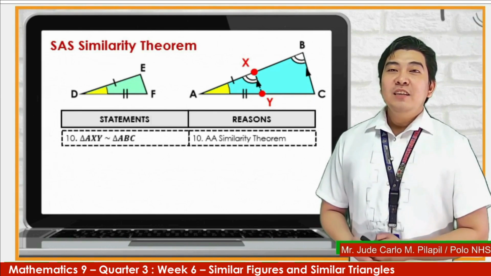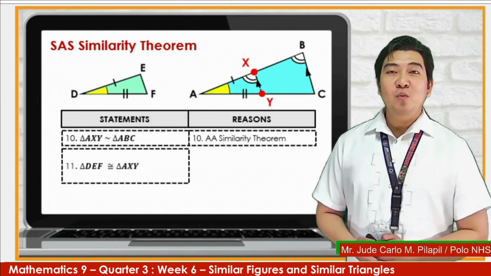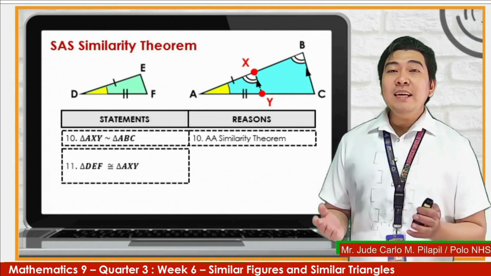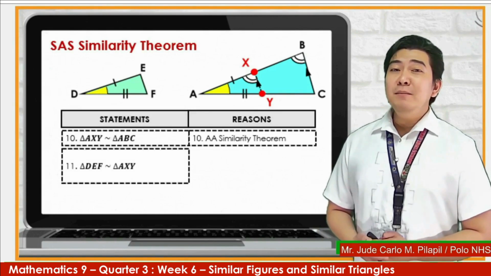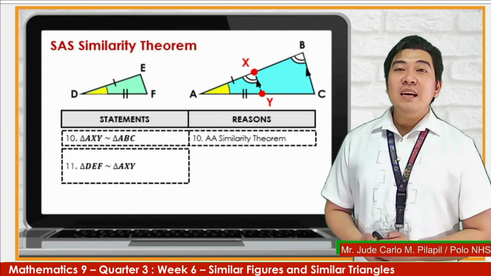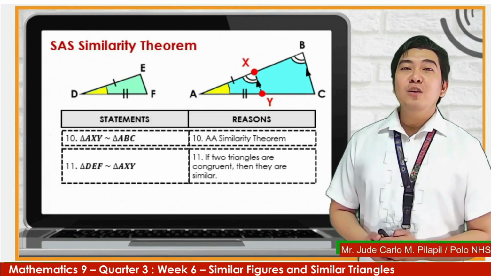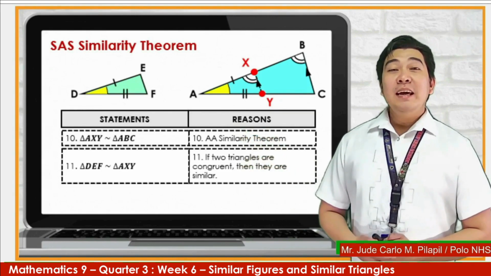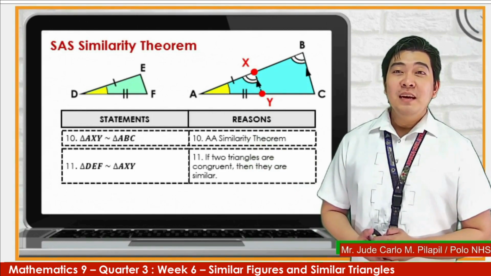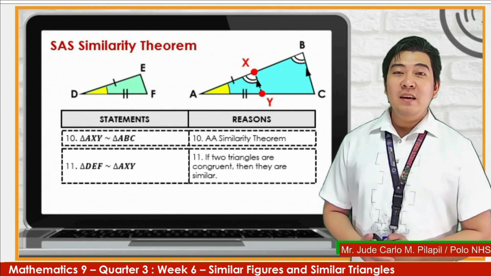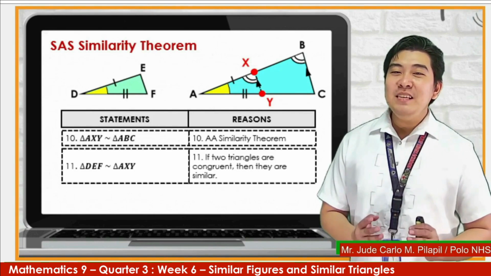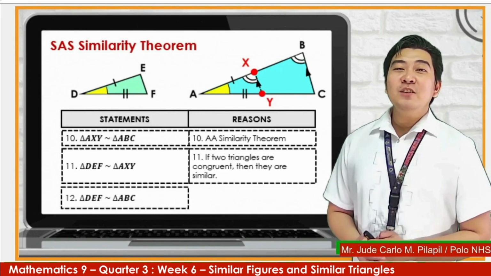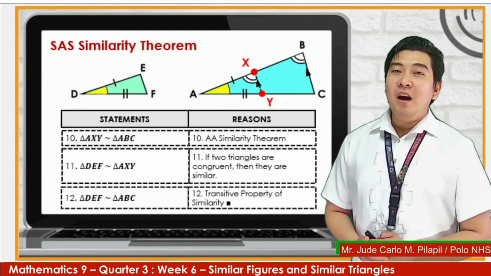Going back to the statements, triangle DEF is congruent to triangle AXY, given in the previous statement, which was proven by SAS congruence postulate. Since the triangles are congruent, we can also say that they are similar, making triangle DEF similar to triangle AXY. The reason? If two triangles are congruent, then they are similar. Let us observe closely statements 10 and 11. Triangle AXY is similar to triangle ABC, and triangle DEF is similar to triangle AXY. Since triangle DEF and triangle ABC are both similar to triangle AXY, therefore we can finally say that triangle DEF is similar to triangle ABC because of the transitive property of similarity.